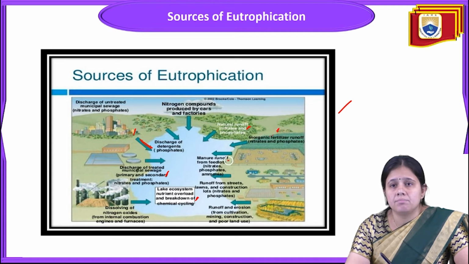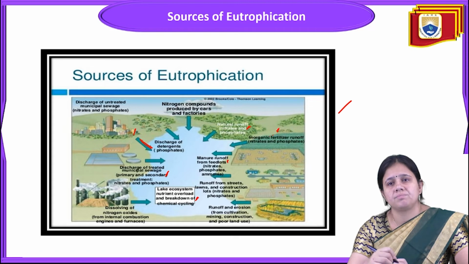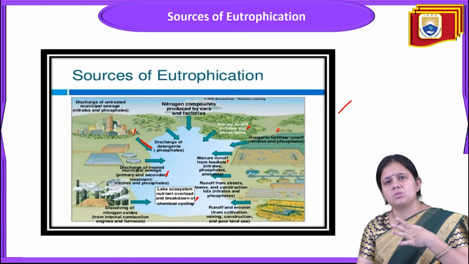Next is the manure runoff, so feedlots, then again nitrogen, nitrate, phosphate and ammonia is there. Runoff from any street, lawns and construction lots, so this is also there, nitrate and phosphorus. Runoff and erosion from any cultivation, mining and construction and poor land use. So these are the different sources of eutrophication.